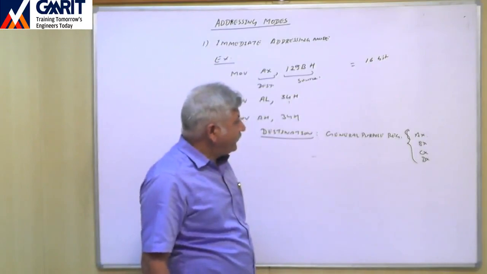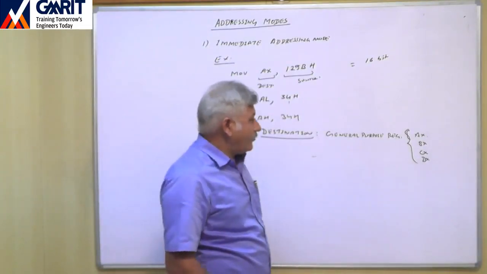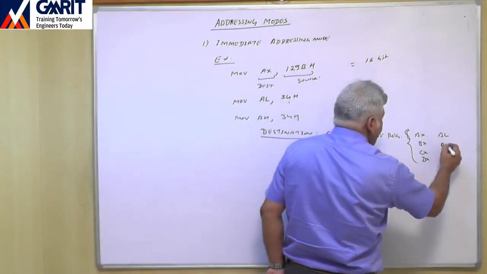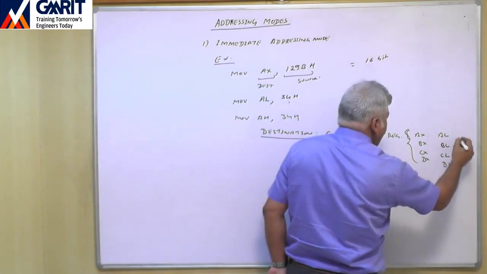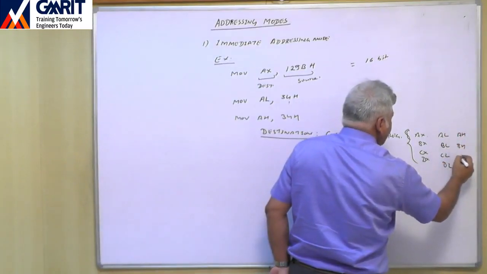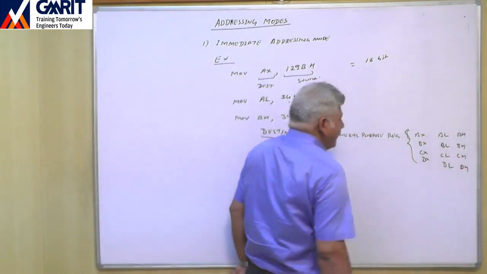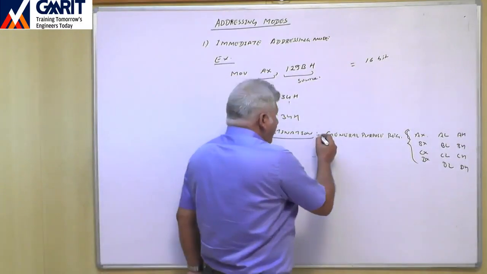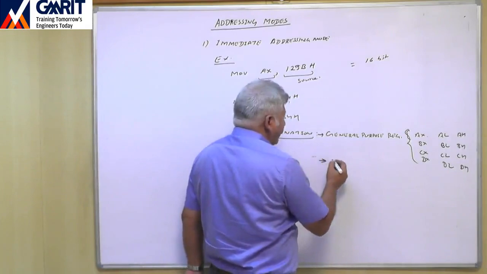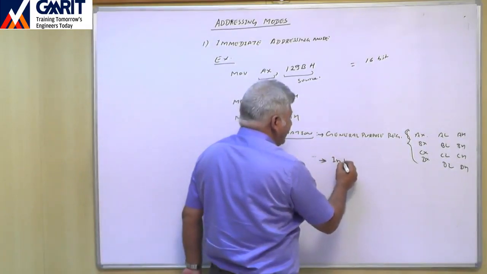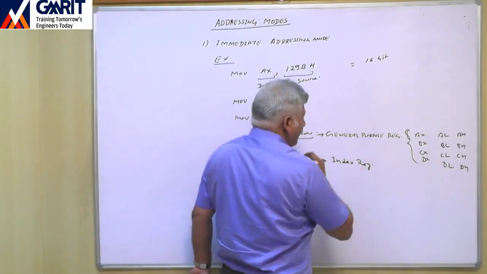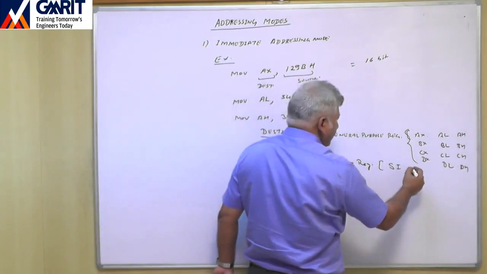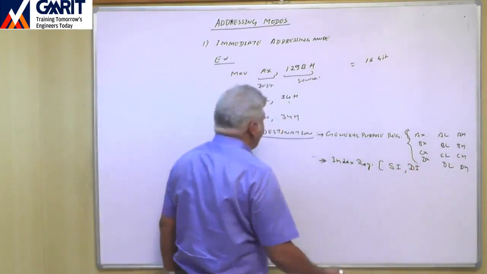And we can use 8-bit register also. Means AL, BL, CL, DL, AH, BH, CH, DH. So any of these registers can be used as destination. We can also use in the destination our index registers. Index registers, for example, there are two index registers, source index and destination index, right?